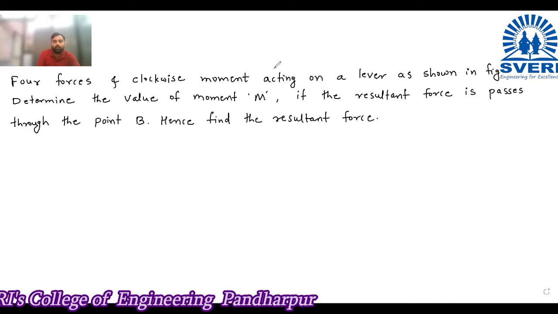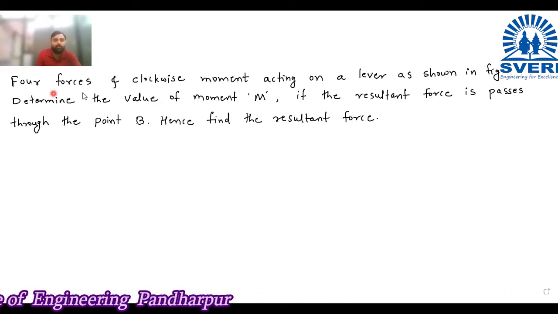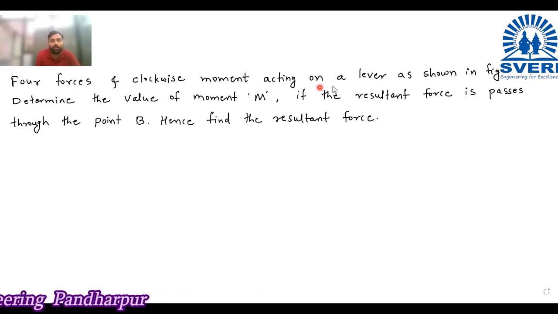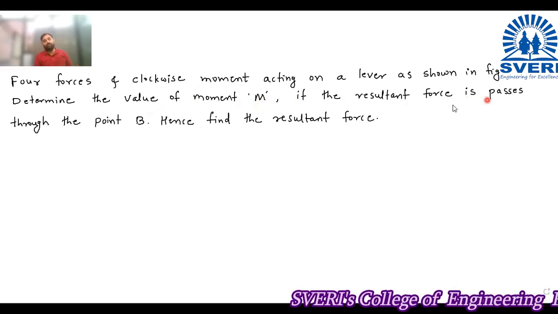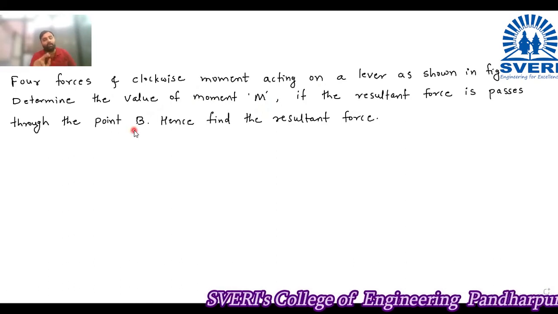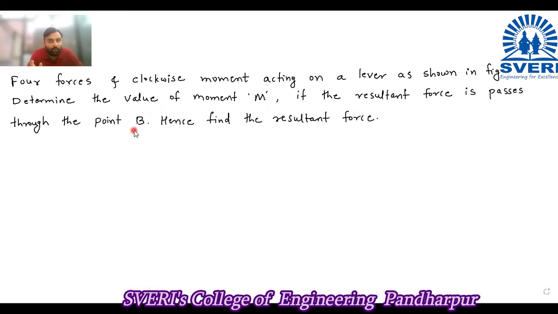So this is the given numerical. I will read it. Four forces and a clockwise moment acting on a lever as shown in figure. I will draw the figure. Determine the value of moment M. So we need to calculate the value of moment M if the resultant of the force is passing through point B. Now this line is very important.